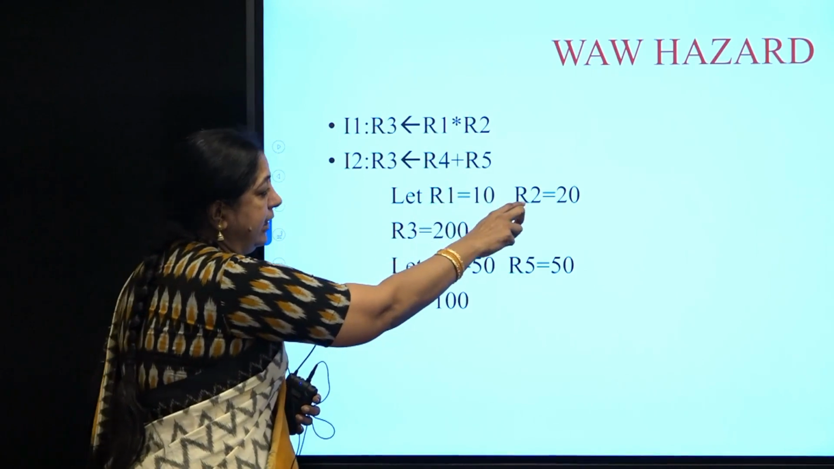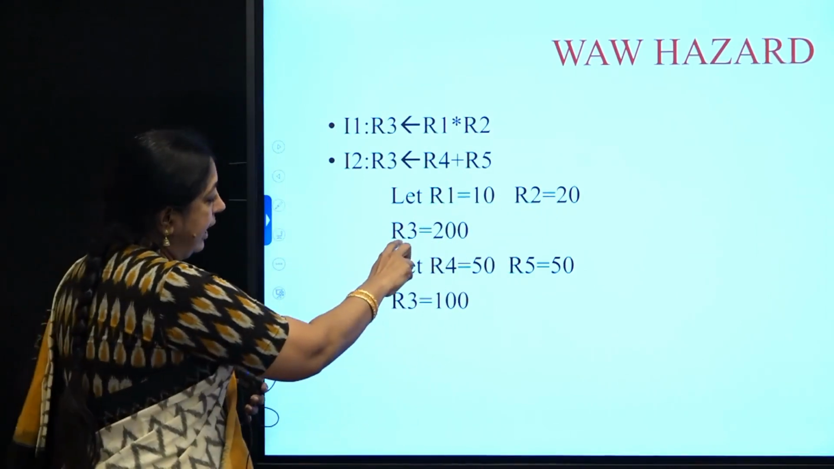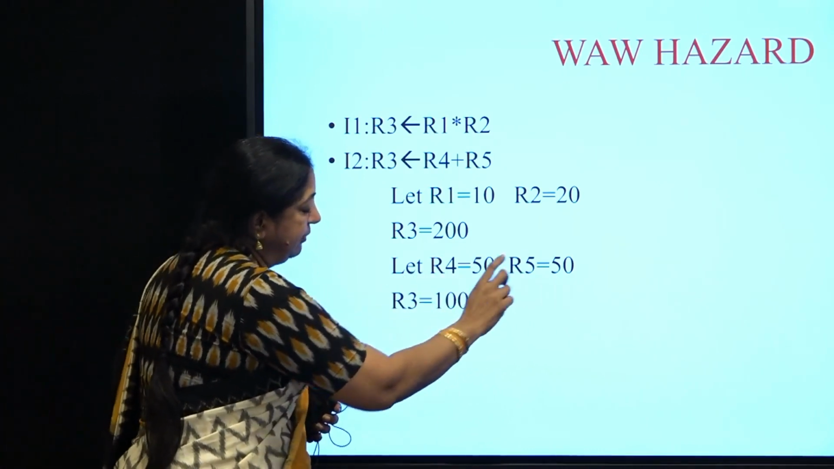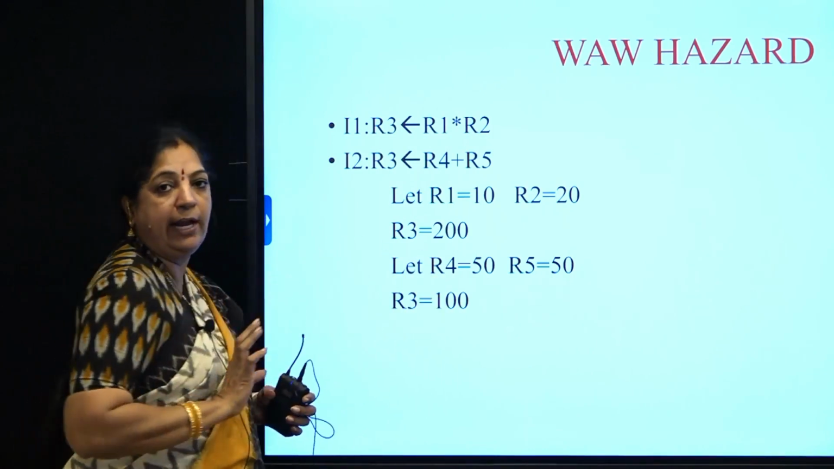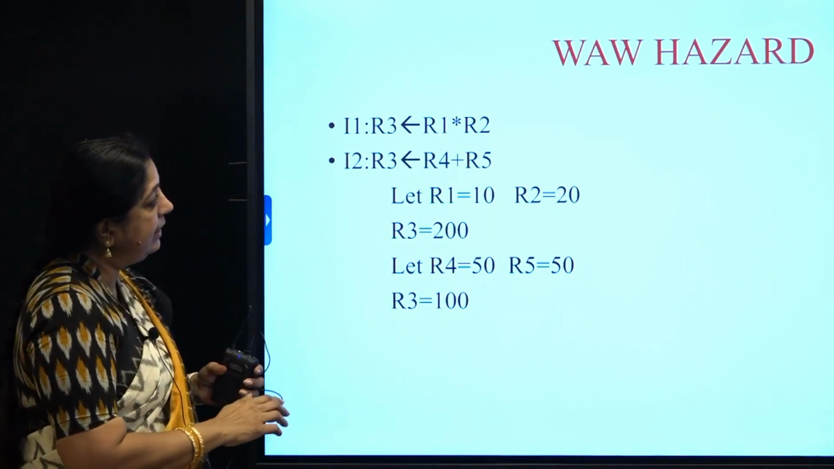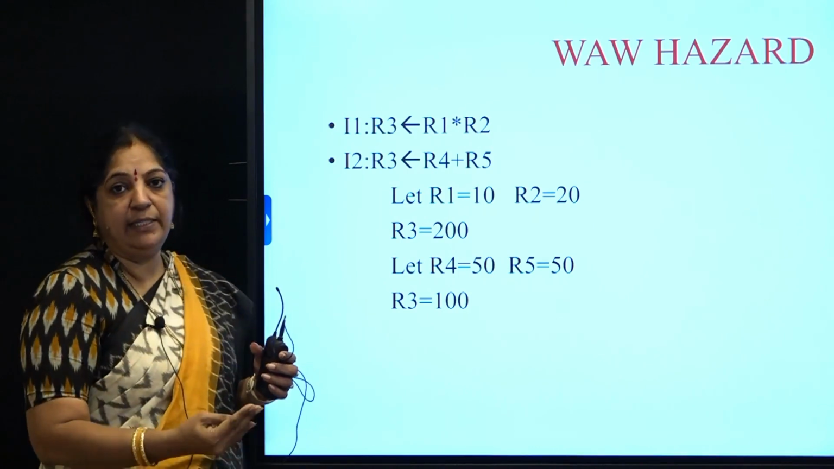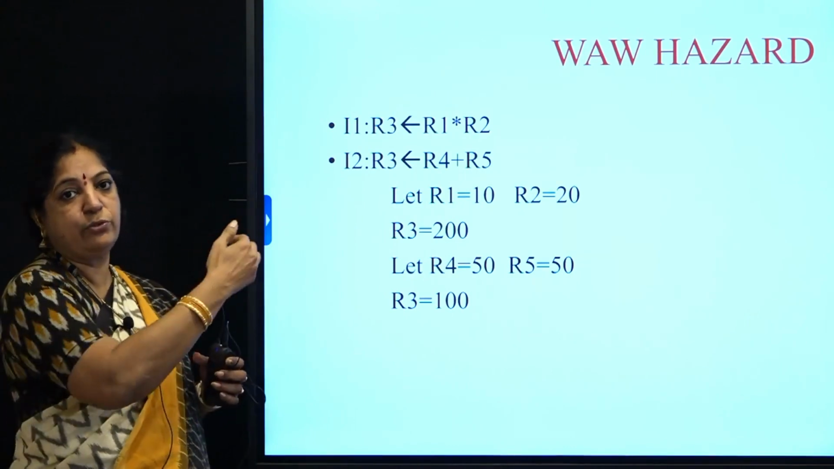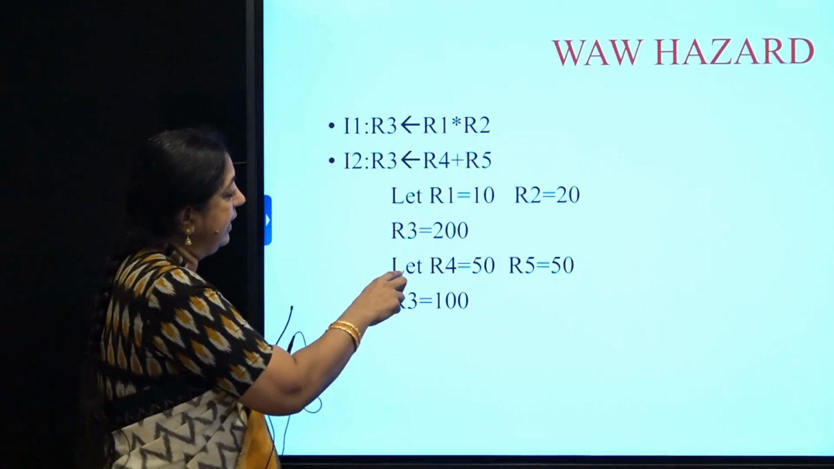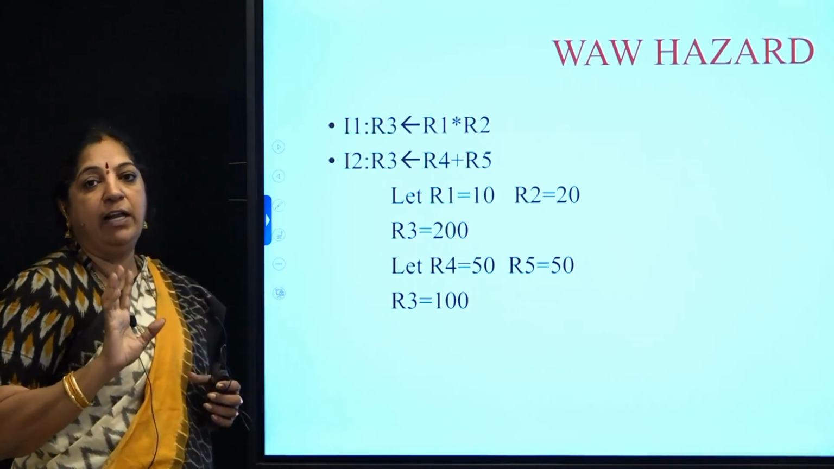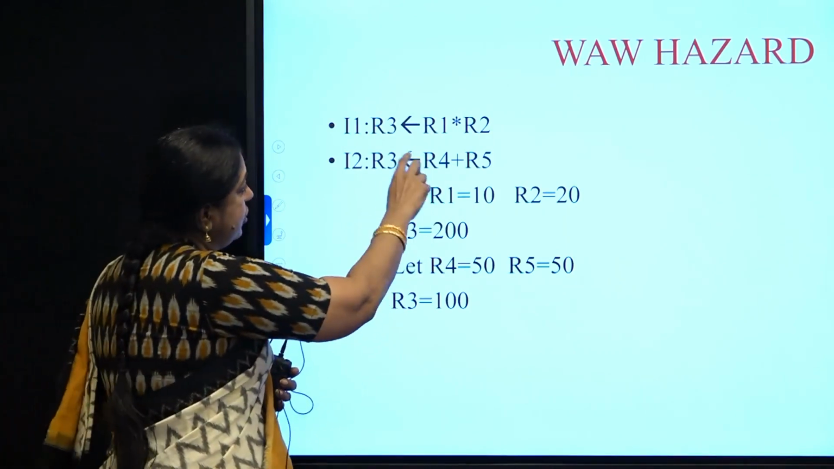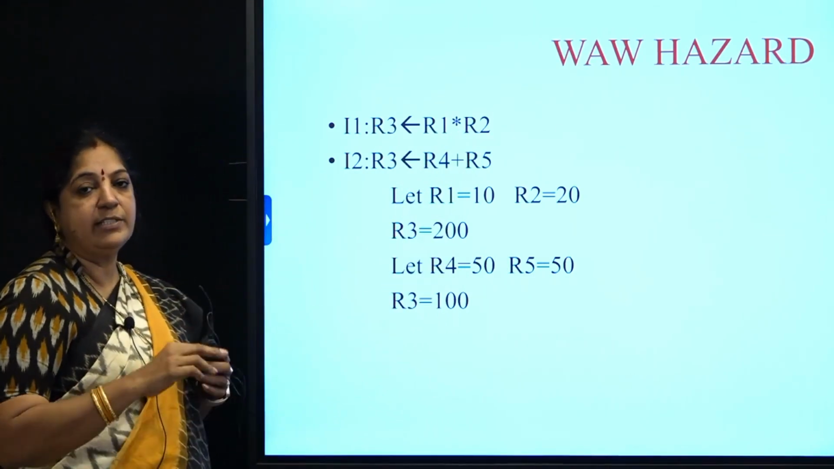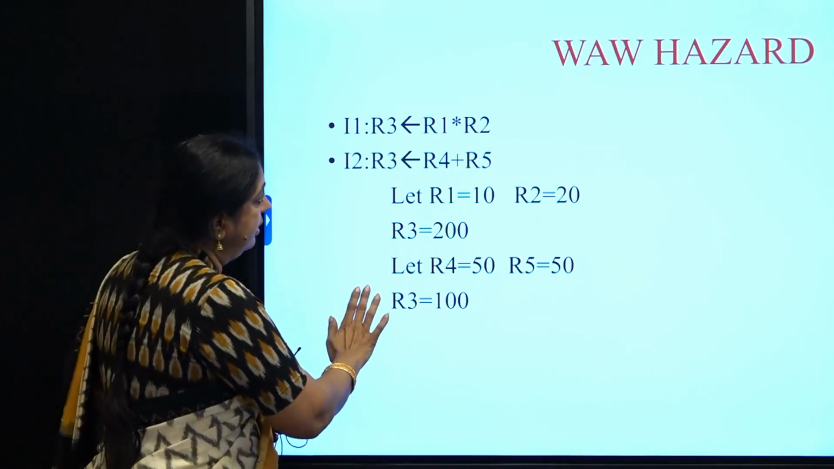For example, if R1 and R2 are 10 and 20, the output R3 is equal to 200. If R4 and R5 are 50 and 50, R3 is equal to 100. Here also the same thing: if you execute I1 and I2, instruction 1 and instruction 2, simultaneously using the pipeline system, there will be overlapping and finally you can have only one value in R3. So this instruction, though it is executed, is immediately overwritten by R3 equal to 100. That is the conflict which we have in write after write.